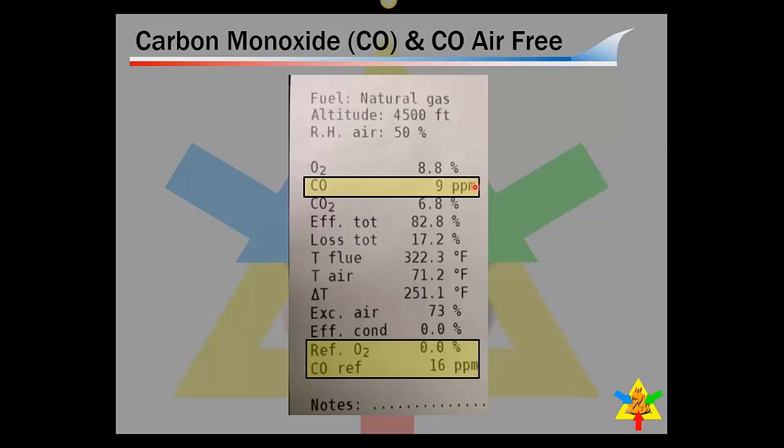This one doesn't take the oxygen out of the equation. This is as measured in the flue. This one does math and says, if there was no oxygen left, here's what we're actually measuring. By the way, ambient CO measurements, the ones we take in the air, are always this, as measured. We never use air-free for ambient CO measurements. Any questions on that before I move along?